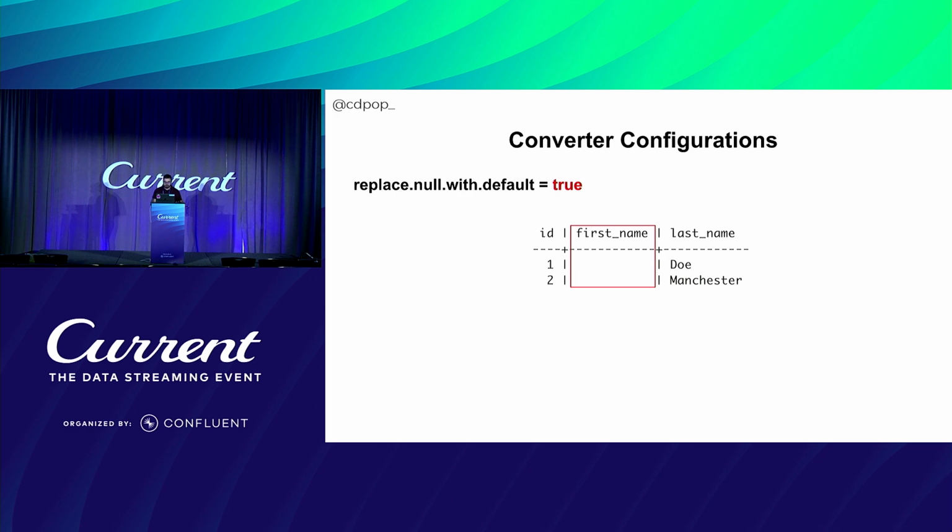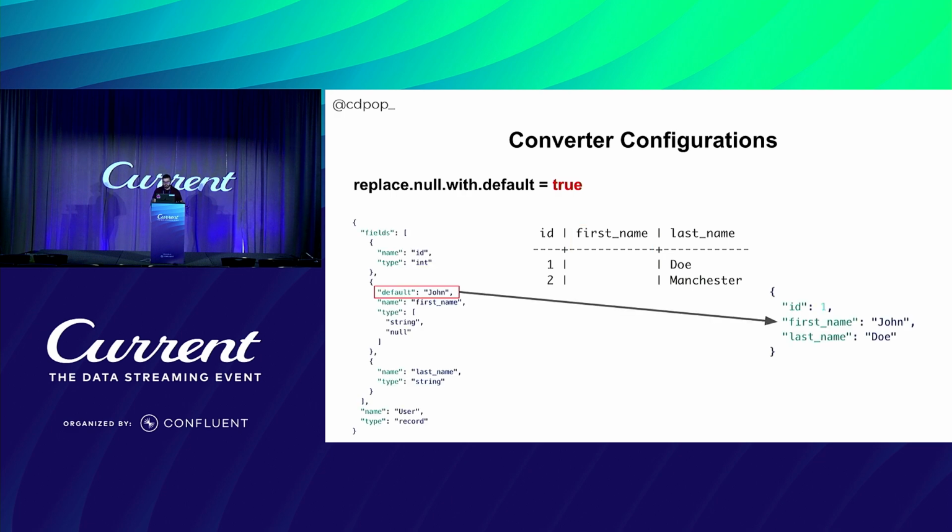We still have the same table. Whenever we have it with the true default value, we end up using the default value. So replace null with default: yes, I do want to replace it, so it's going to use John. If I set this configuration to false, it will go ahead and produce my data as null. And again, this particular converter configuration is for the JSON converter specifically.